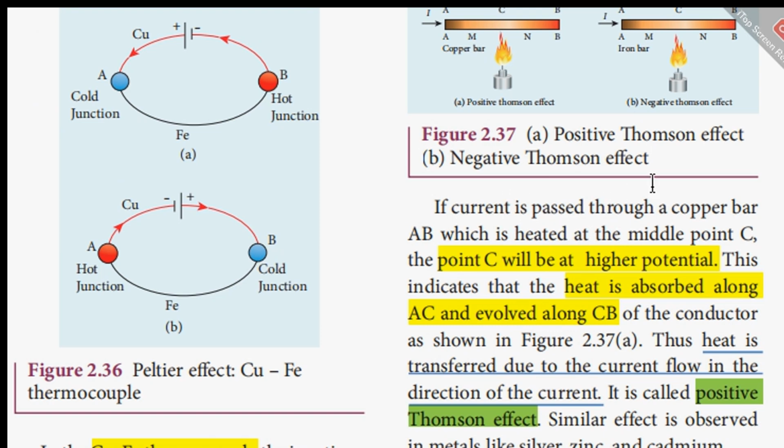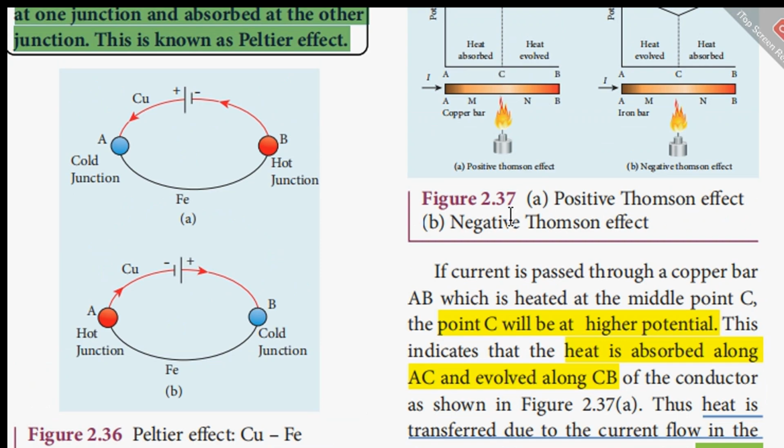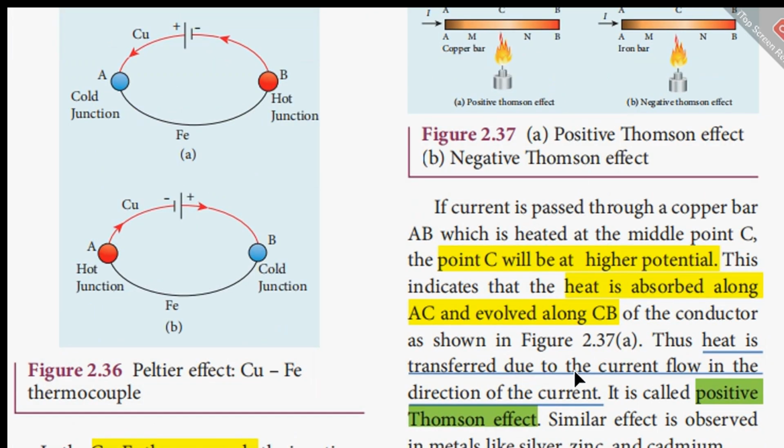If a current is passed through a copper bar AB, which is heated at the midpoint C, the point C will be at higher potential, and this indicates that heat is absorbed along AC and evolved along CB. So in this region heat is absorbed, and here in this region heat is evolved. Thus heat is transferred due to the current flow in the direction of the current, and this is called the positive Thomson effect. This positive Thomson effect is observed in metals like silver, zinc, and cadmium.